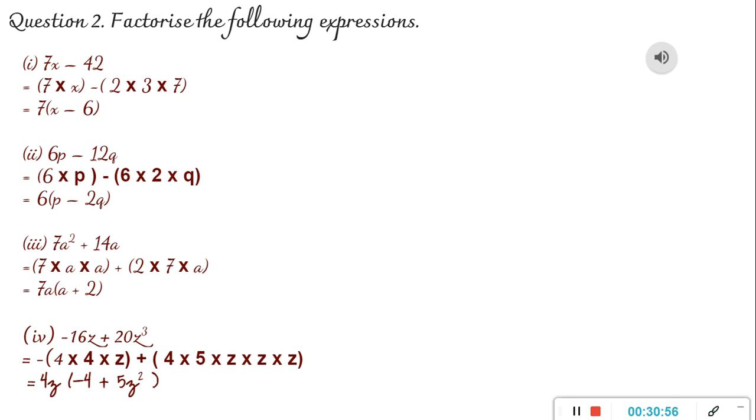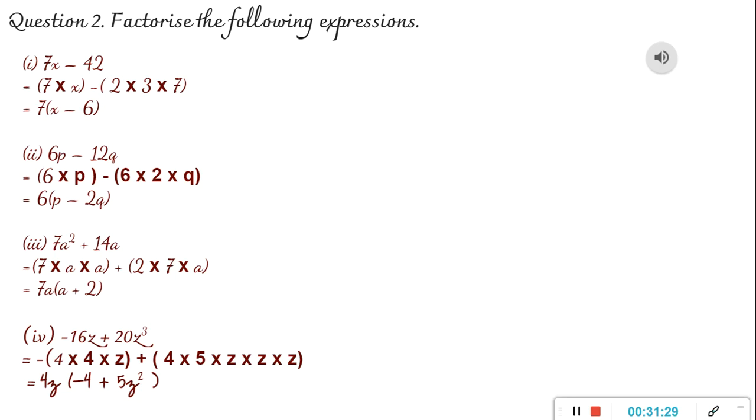Plus 20 can be written as 2 into 2 into 5, that is 4 into 5 into z into z into z. Here you can see that 4z is common for both the terms, so we can take it as a common factor and take it outside. So 4z is outside, then what is left out? Minus 4 in the first term and plus 5z square in the second term. So the factor form is 4z into minus 4 plus 5z square.